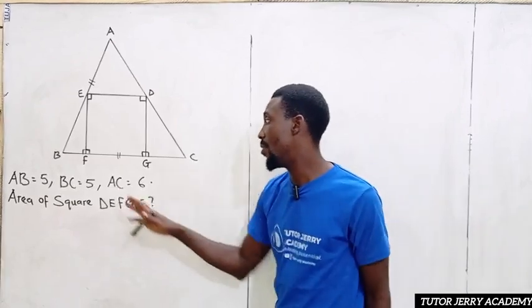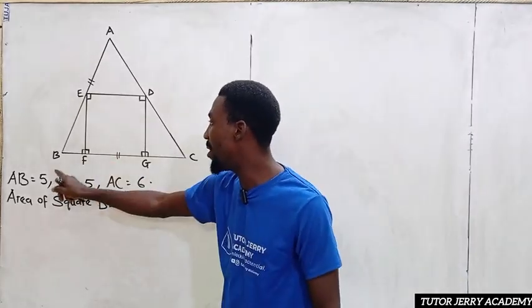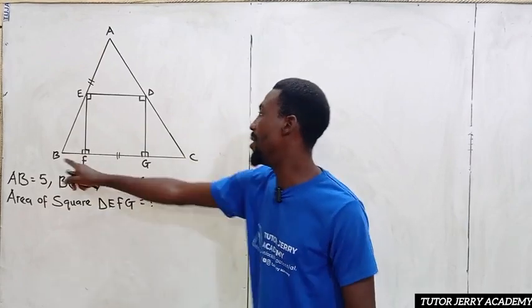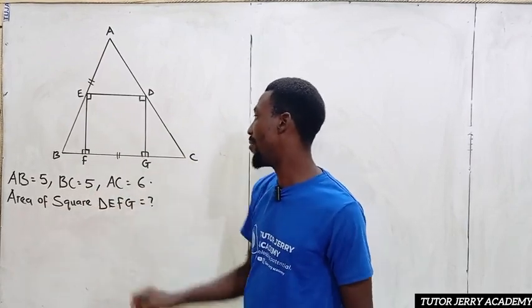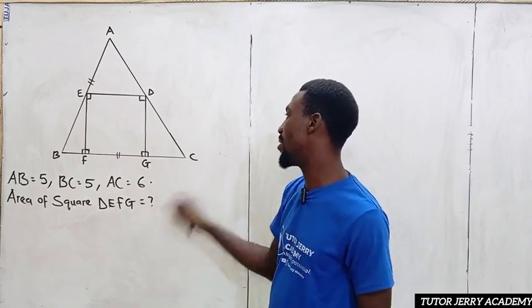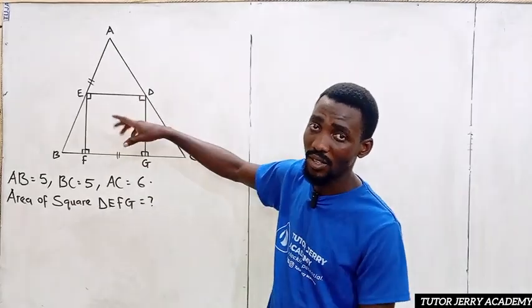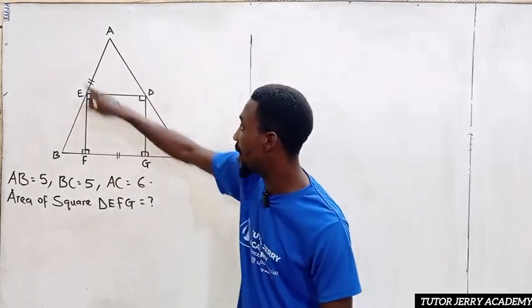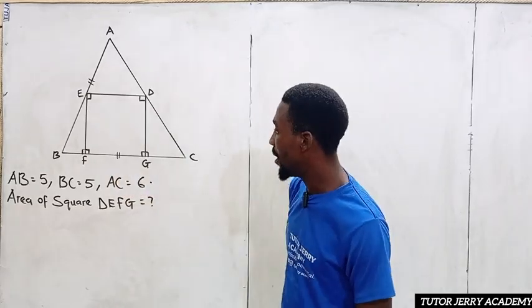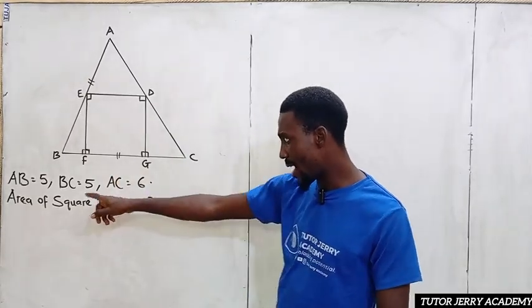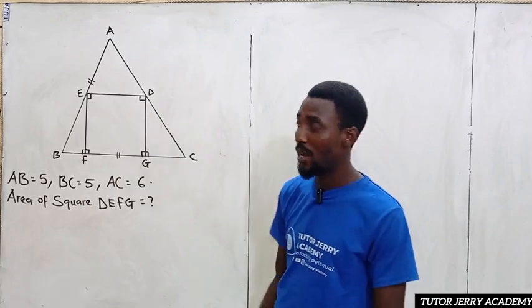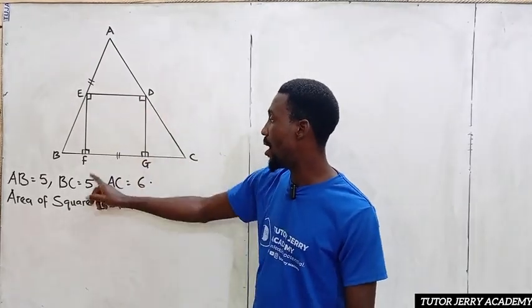Now, we are given AB is 5, BC is 5, and AC is 6. So it means this is an isosceles triangle. You can see two sides are equal. Now we are asked to find the area of the square EDFG.